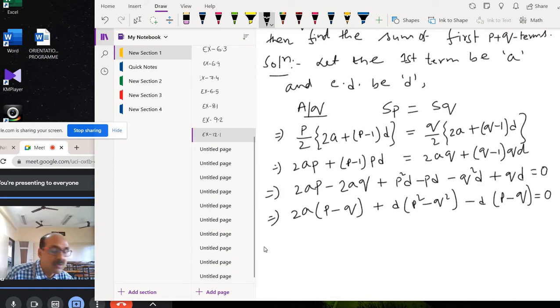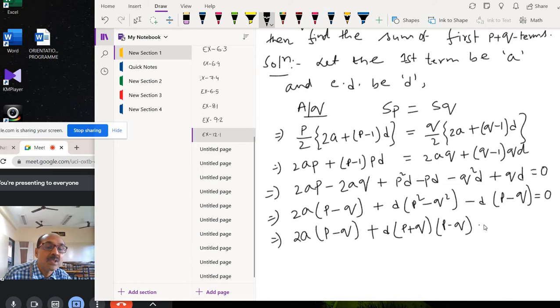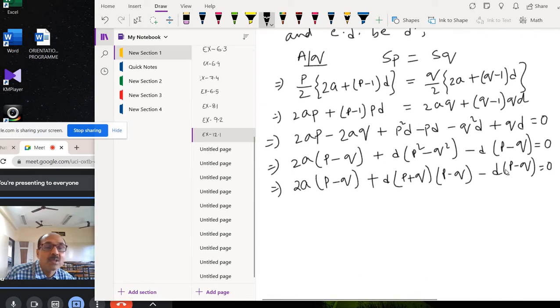Now 2a into p minus q plus d into (p square minus q square formula, a plus b into a minus b) p plus q into p minus q, minus d into p minus q equal to 0. So p minus q is common, and then 0 by p minus q equal to 0.